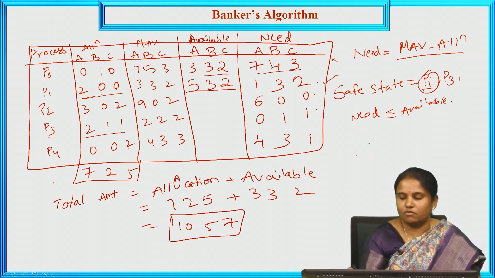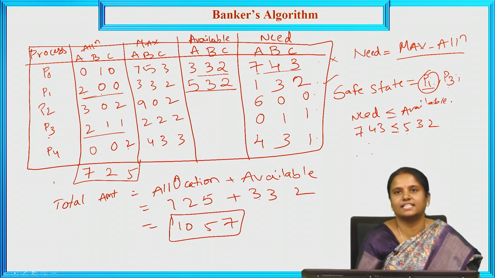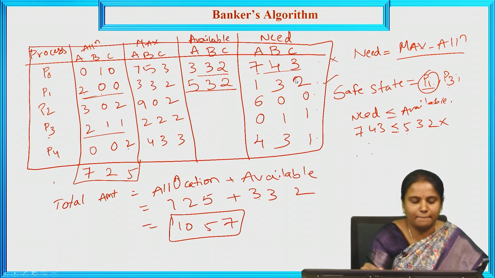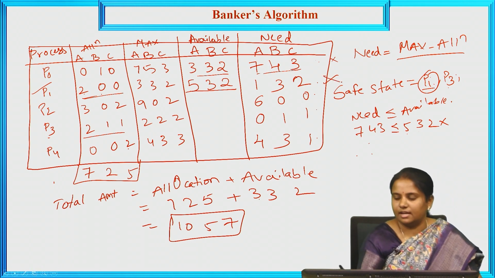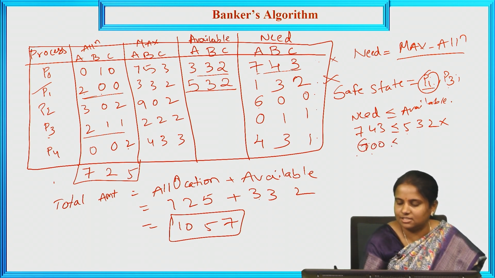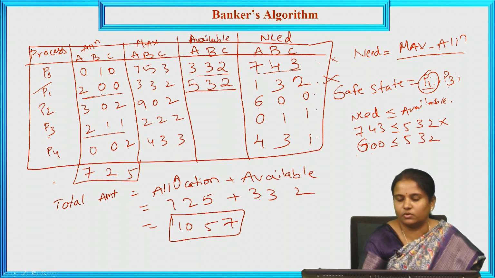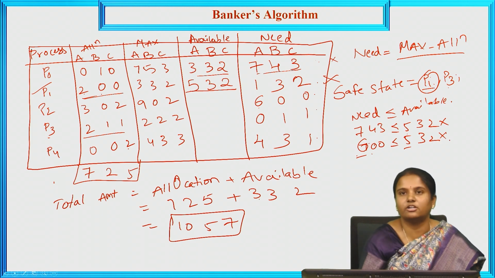Okay. So first 743 is less than or equals to 532. Does this condition satisfy? No. So already P1 is completed, so we need not check this value. Or else, if you check also, the condition is not satisfying. So next value is 600 is less than or equals to 532. Does this condition satisfy? Here 6, here 5. So now not satisfying.